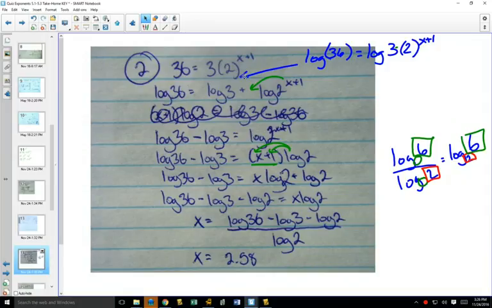Now, this is an equation. And equations follow the same equation rules that you have done your entire life. What you do to one side, you do to the other side. That's why when you take the log of one side, you have to take the log of the other side.